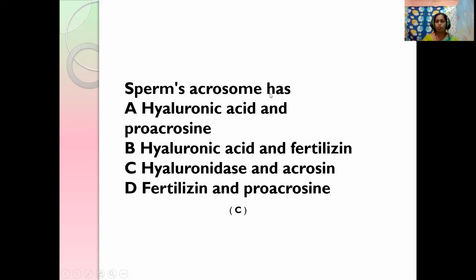The sperm's acrosome has, meaning what are the enzymes present in the sperm? Here they are given the options: hyaluronic acid and proacrosin, hyaluronic acid and fertilization, and hyaluronidase and acrosin, fertilization and proacrosin. So the correct answer is C.